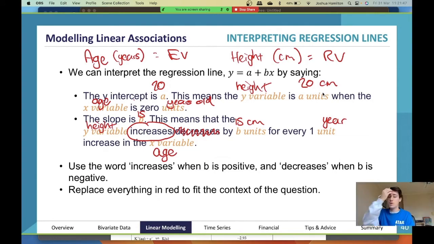So that's how you go about these questions. It's really important you have these two sentences written like this with different colors to show where you need to manipulate it. Obviously, you need to use the word increase if B is positive and decrease if B is negative, and you just replace the word. So really important, these two sentences are another non-negotiable. You need to use them.